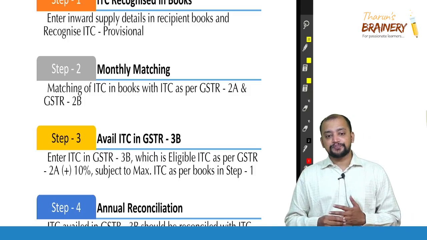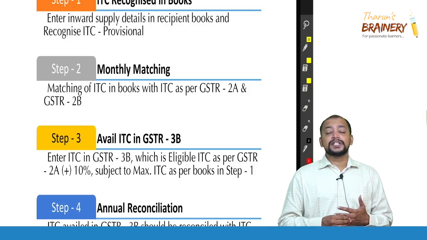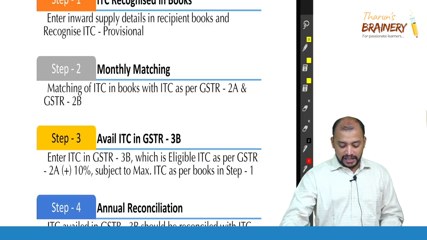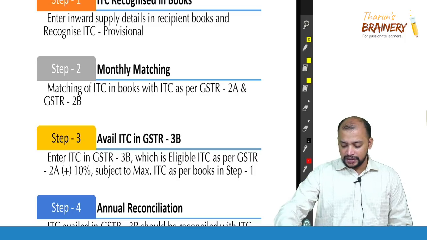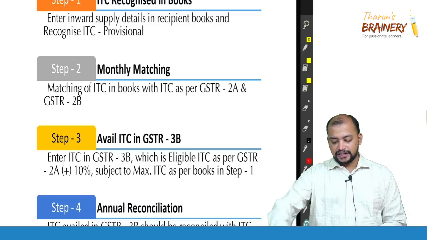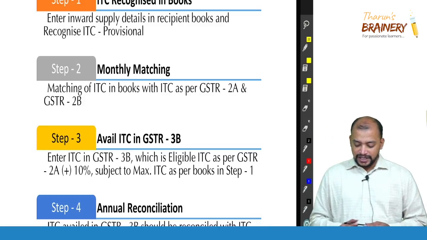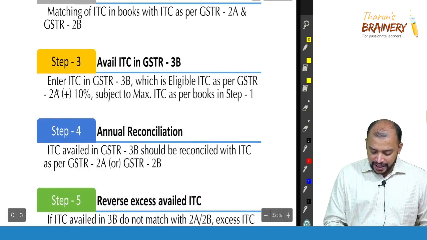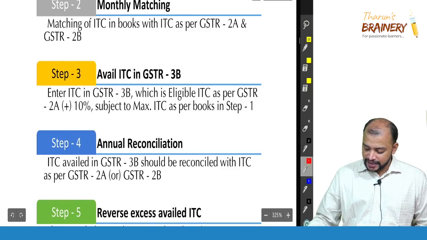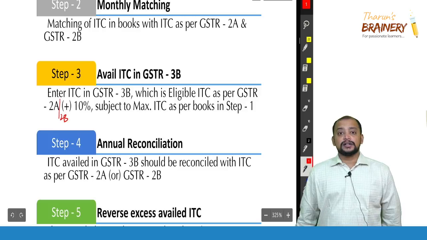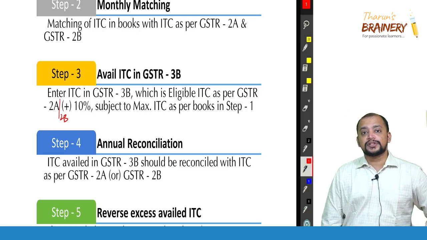That is step 3. Step 3, how much credit can be taken in GSTR 3B? Whatever credit is reflected in 2A or 2B, plus 10%. Plus 10% can be taken as credit. So eligible ITC as per 2A or 2B plus 10%, subject to a maximum of ITC as per books in step 1.